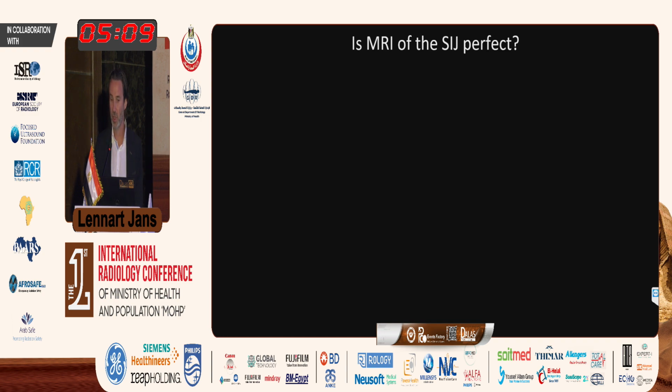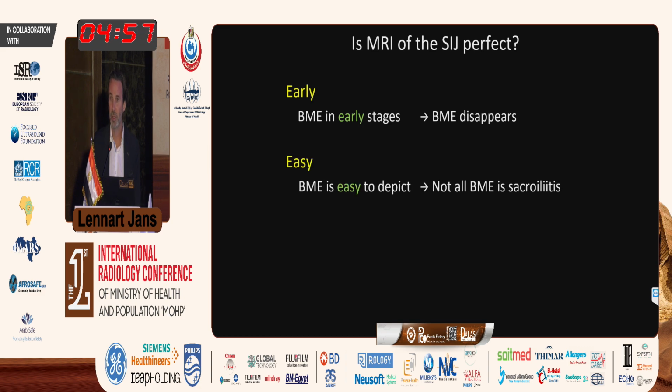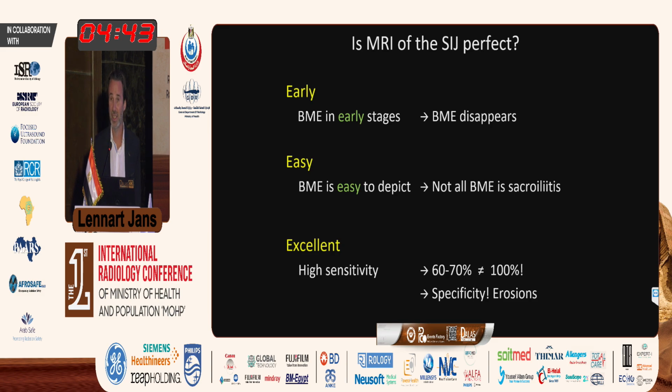Oh, is MRI of the SI joint perfect? Of course it is not. Right? So we can see bone marrow edema in early stages, but bone marrow edema will disappear if you treat it well. Bone marrow edema is easy to depict, right? So on the STIR, everything is black and your edema will be white, but we know that not all bone marrow edema is sacroiliitis. Some other diseases may also result in bone marrow edema. And it has an excellent sensitivity, about 60 to 70%, but it's not perfect. So we need to be more specific. And there again, I would ask you to go and have a look at the T1 weighted images, because they will show you erosions and they are specific.